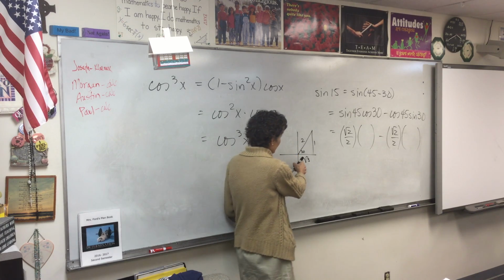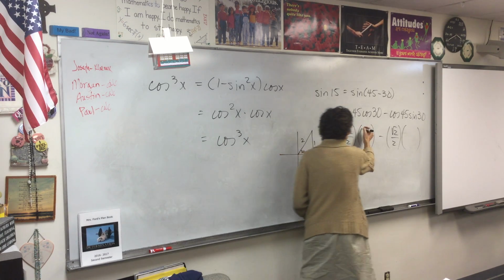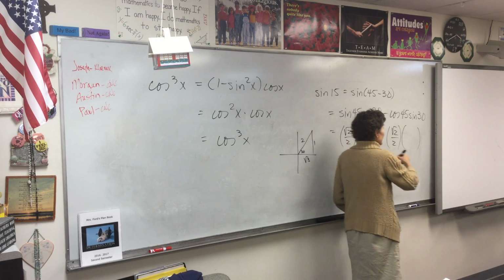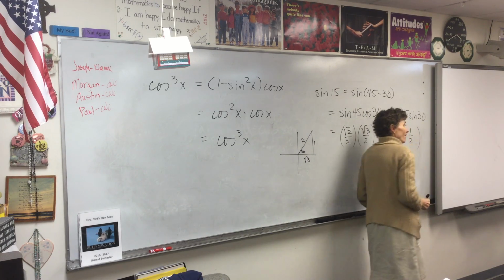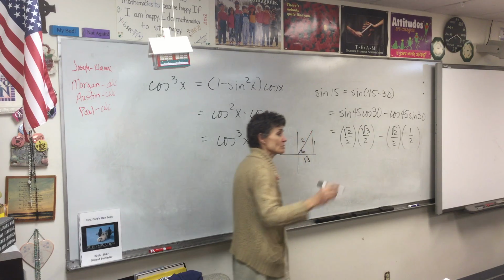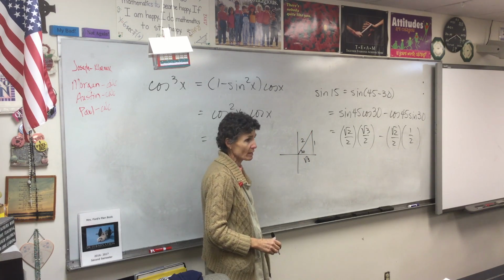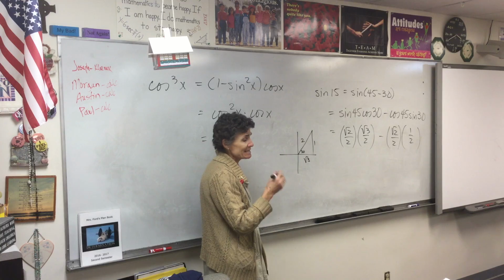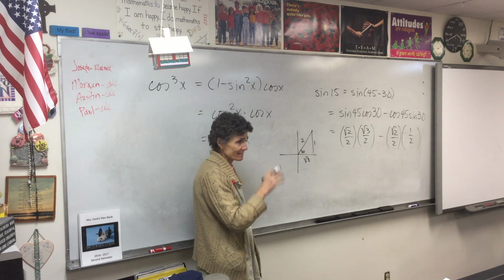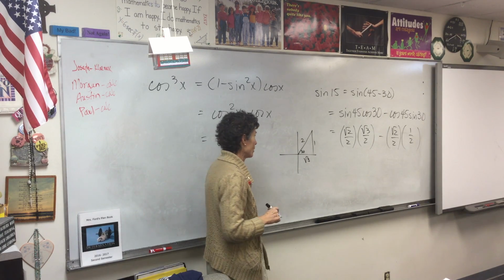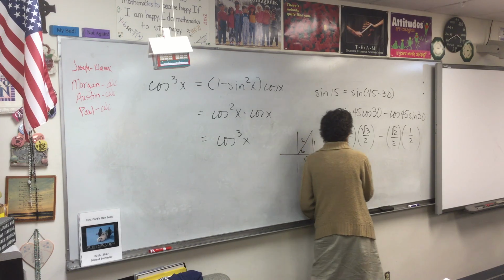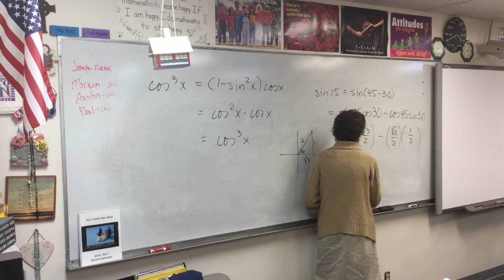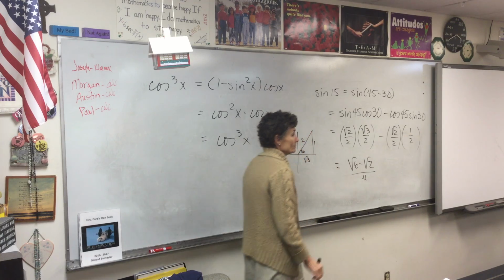The cosine of 30 is root 3 over 2, and the sine of 30 is 1/2. If you have those memorized, I am perfectly okay with that. But it's easy to get them turned around with the 60s, so I would probably draw it. So it would be root 6. Anyway, yep, root 6 minus root 2 over 4.